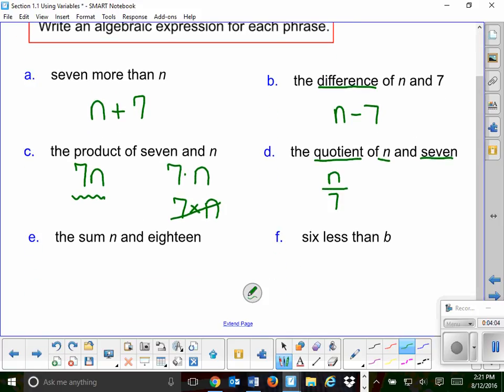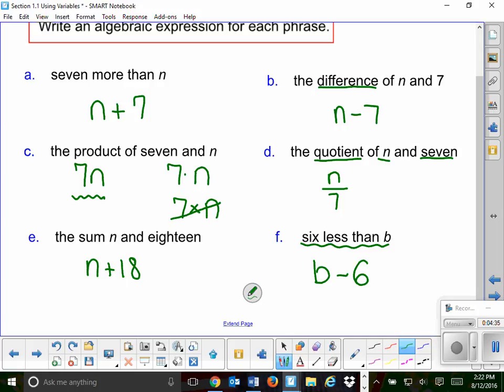The next one, sum means to add, and you can do the sum of n and 18. That could also be 18 more than n, or it could be the sum of n and 18. And the next one would be 6 less than b. This is one that a lot of people make mistakes with. It's 6 less than b. So if I have b, it's 6 less than that.